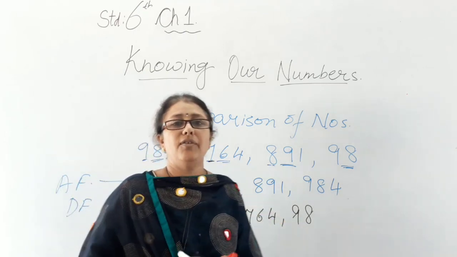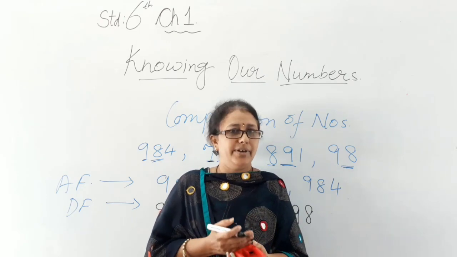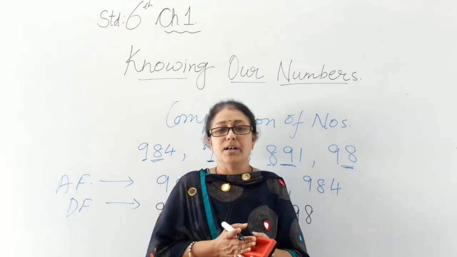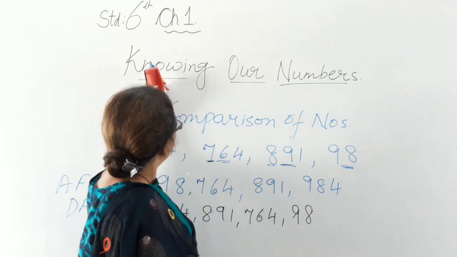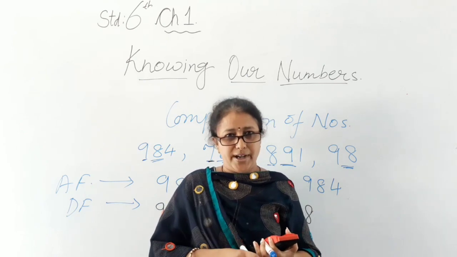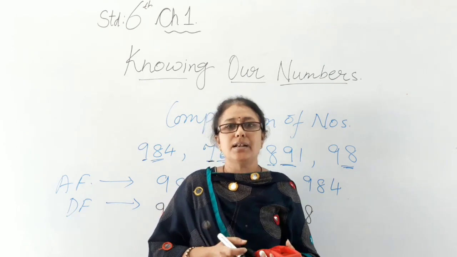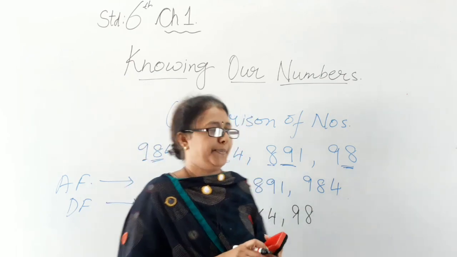So over here we have learned the comparison of numbers, finding which are the greater numbers and which are the smaller numbers when 3 to 4 numbers are given together. So in this introduction we have learned 2 things: how to compare numbers, and the ascending and descending form of numbers.